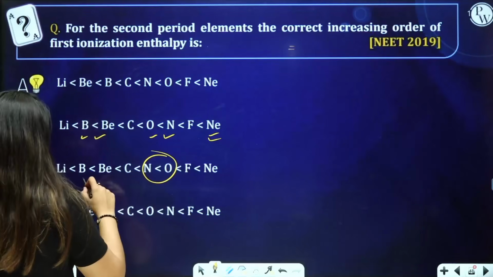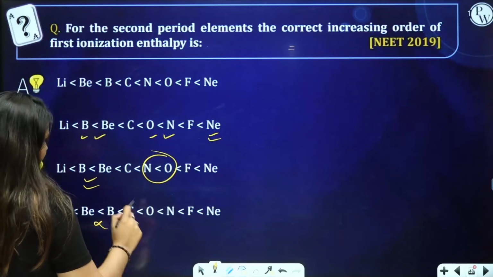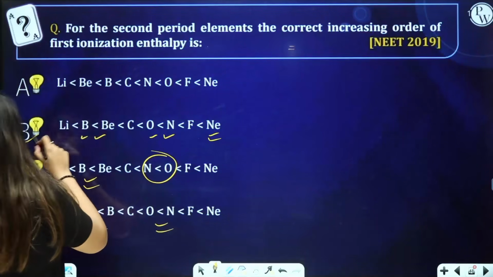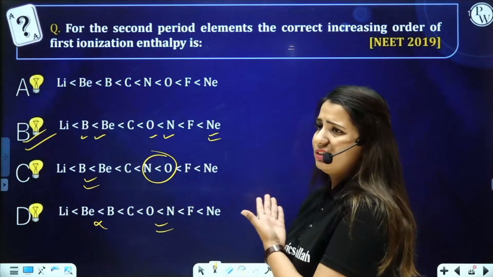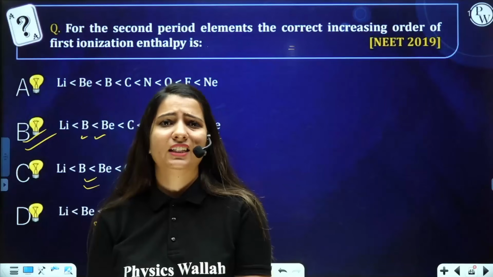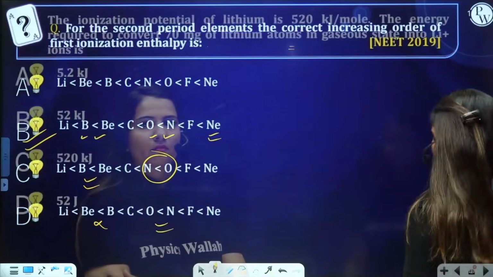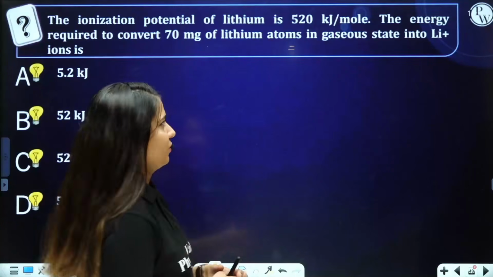What is the problem over here? Here there is a problem. This is correct. This is incorrect. This is correct. So the correct order is option B. First ionization enthalpy we have already discussed. See, these questions are coming in the examination. So easy questions are coming in the examinations. So let's move towards the next question.